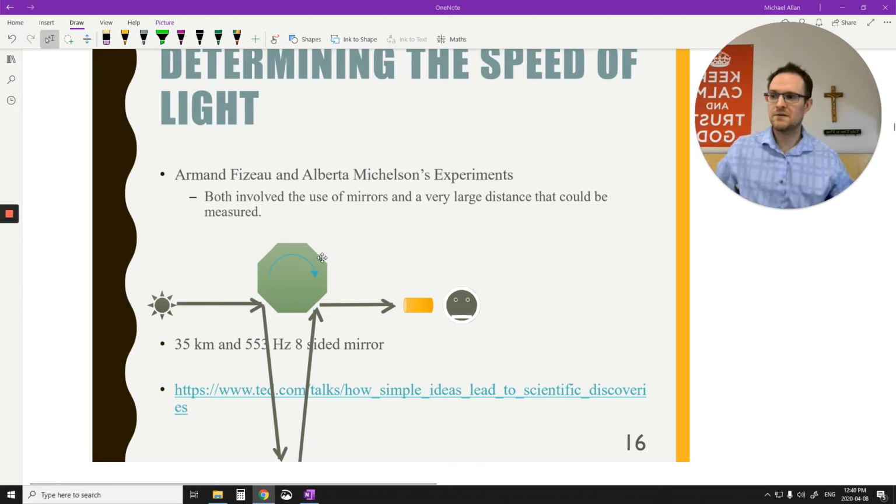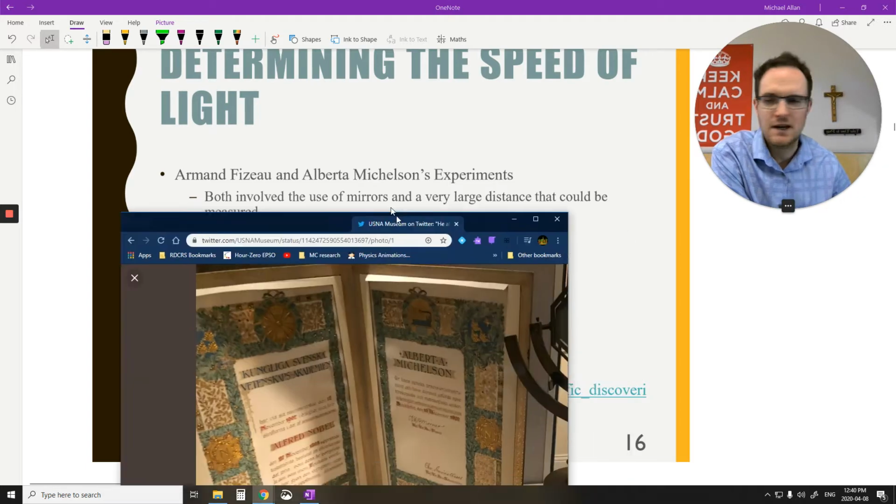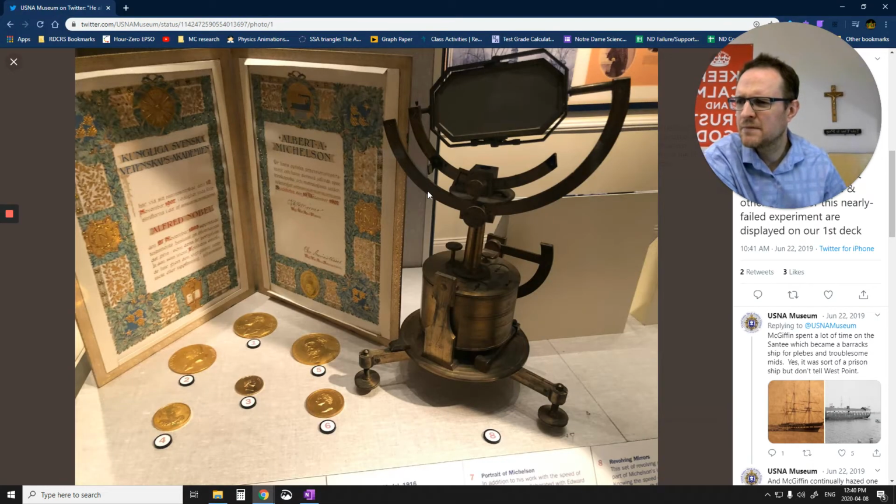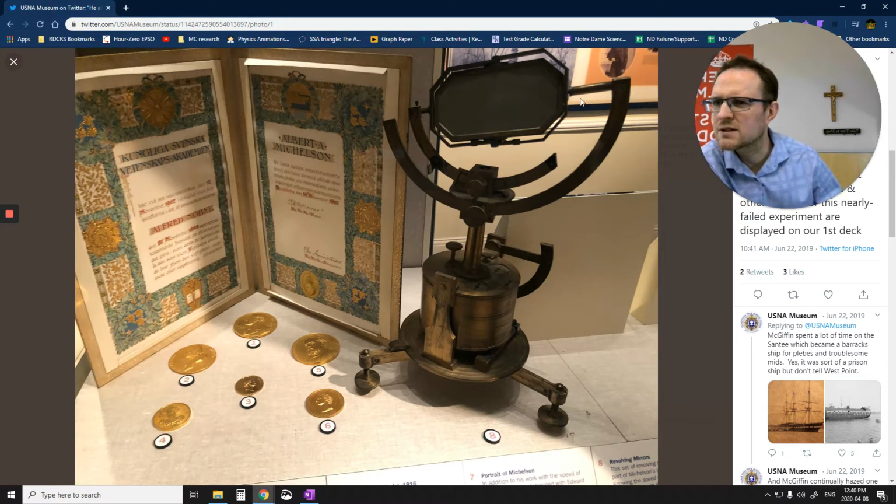Okay, so I found a few pictures of Michelson. It's actually Albert A. Michelson, sorry, not Alberta Michelson. Albert A. Michelson's experiment. Here's one from a Naval Academy. You can see there it is, Albert A. Michelson's portrait, or it's not really a portrait, somewhere there's a portrait. Down here it says revolving mirrors.